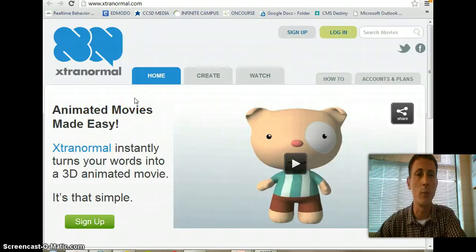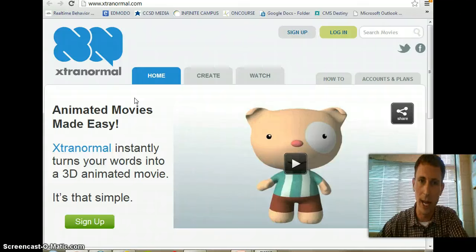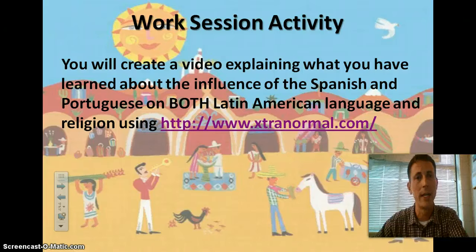If you want to use more research, find more information, please do so. But use your digital literacy skills, guys, to choose websites that have accurate information. It's very important to be digitally literate. Then what you're going to do is post your Extra Normal video on Edmodo, and then you will complete the closer.